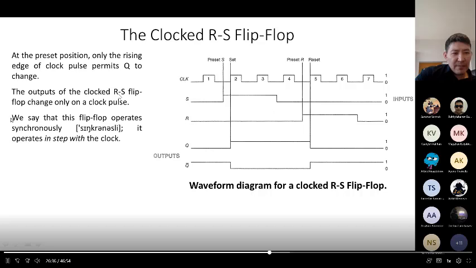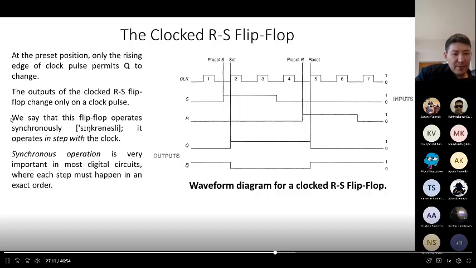Next, the output of the clocked RC flip-flop changes only on the clock pulse. You can see that the output changes only on the clock pulse, right? We say that the flip-flop operates synchronously, so it operates in step with the clock. You also need to understand what synchronously means: when we have this clock signal, the output will react and be triggered. So we say it operates synchronously with the clock.